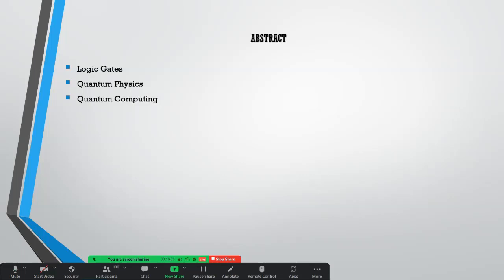Quantum mechanics is a fundamental theory in physics that provides the description of physical properties of nature at the scale of atoms and subatomic particles. This quantum mechanics is used to compute data, which is known as quantum computing.